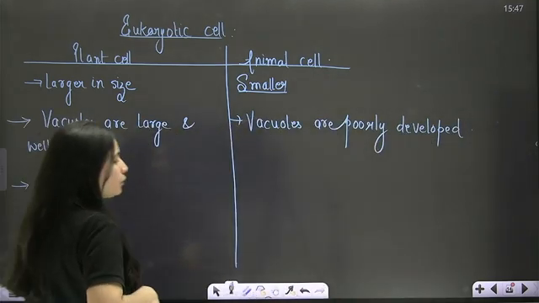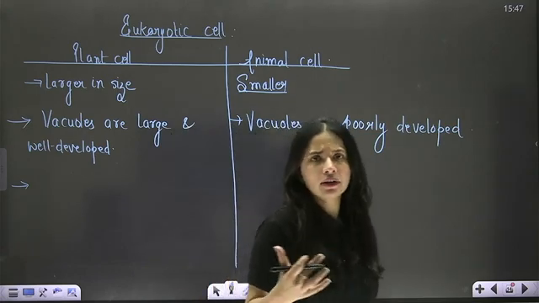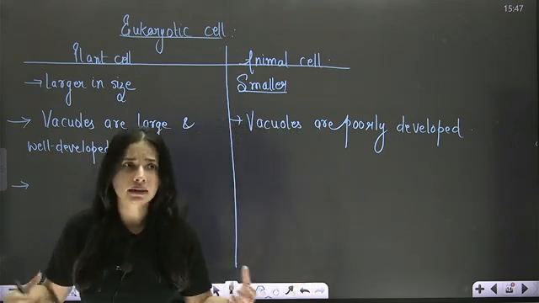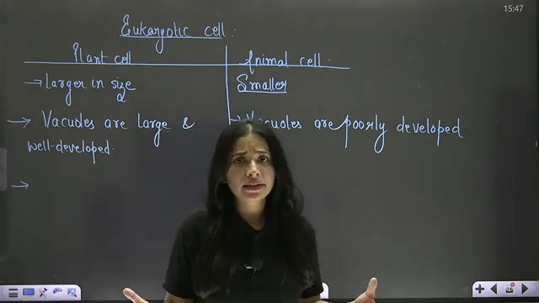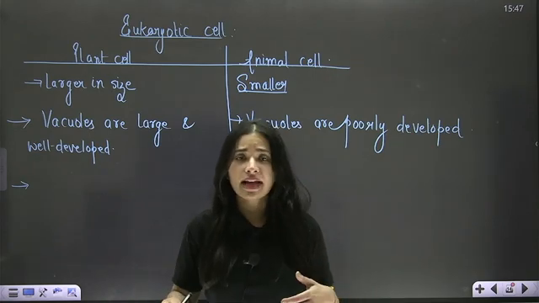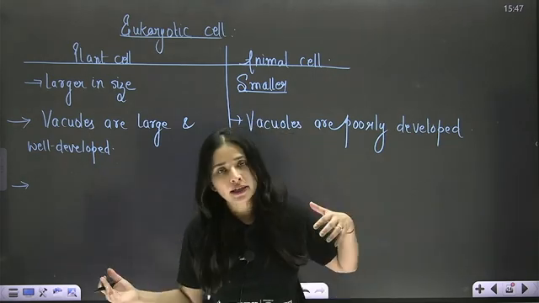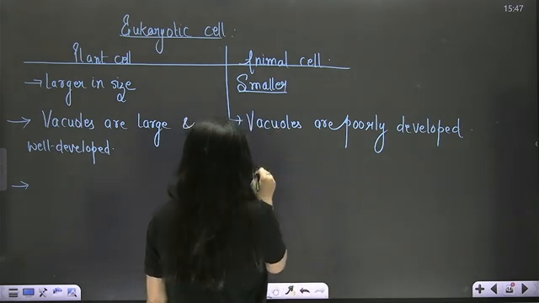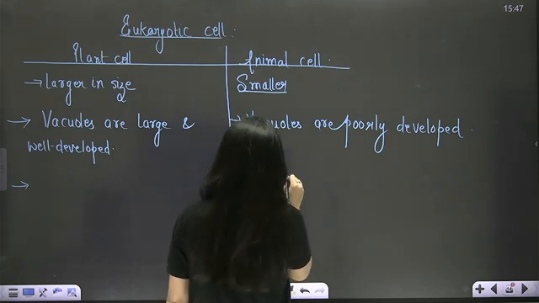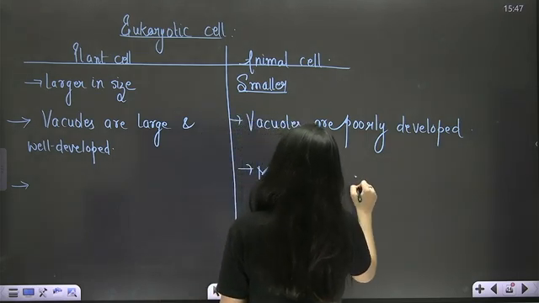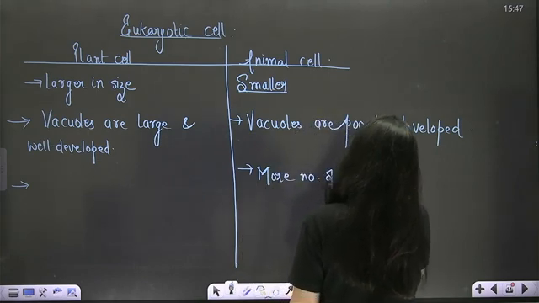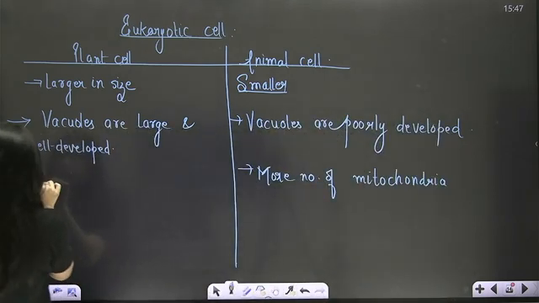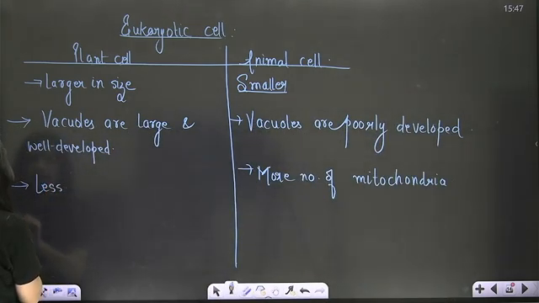Third point. Now you know who needs more energy, plant or animal? Who talks, walks, talks, eats food? All these activities are performed by us, and for all these activities we need energy, and for energy we need mitochondria. So in short, animal cells are having more number of mitochondria, and here the number of mitochondria are less.